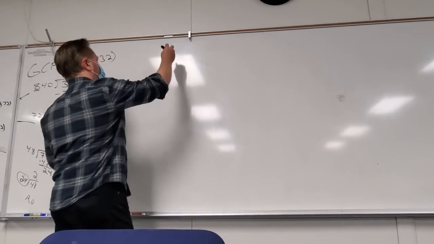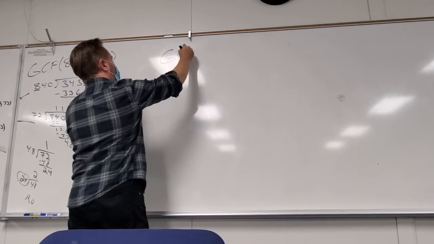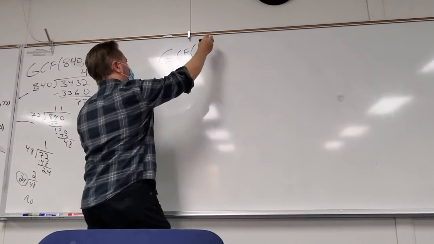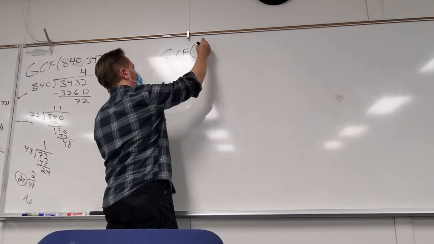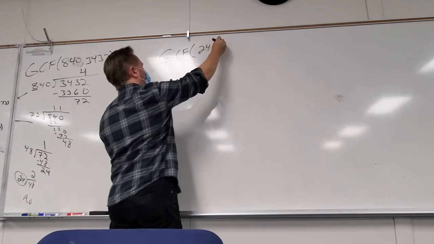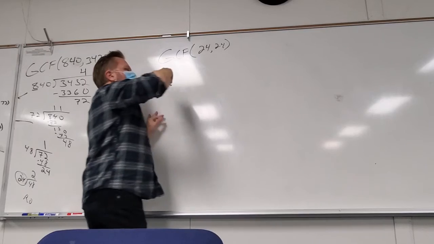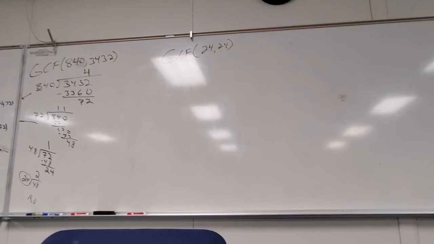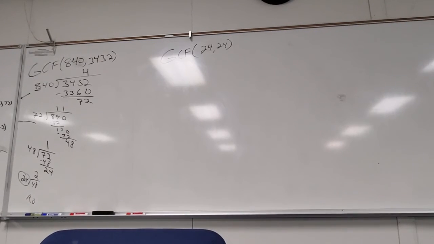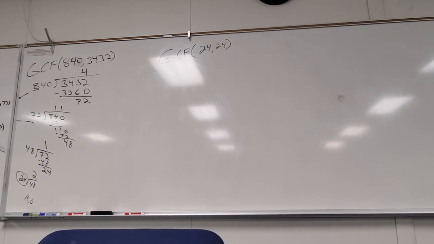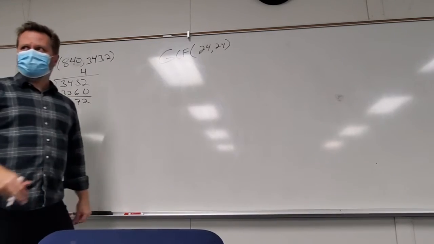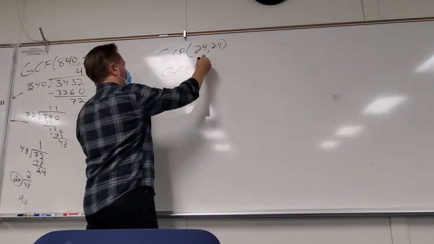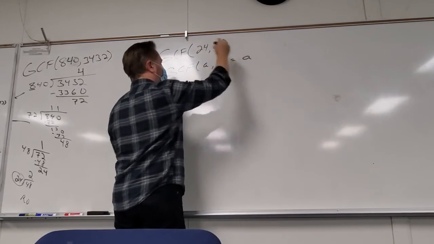Because let me ask you a weird question. Does this make any sense? All right, what's the GCF of 24 and 24? What goes into 24 and it goes into 24? 24. Yeah. You can always divide a number by itself, right? Always. So in general, what is the GCF of A, comma A? A.